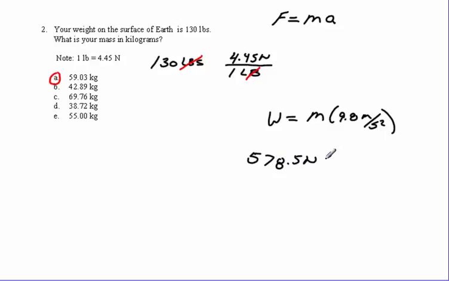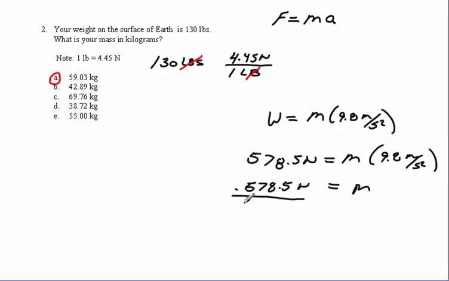578.5 newtons is equal to mass times 9.8 meters per second squared. So all we have to do here is mass is going to equal 578.5 newtons divided by our 9.8 meters per second squared. And when I do that, it gives me a value of approximately 59.03 kilograms. Alright, so that's the answer to problem number 2.